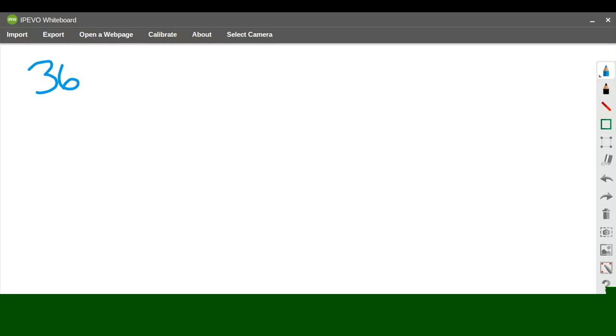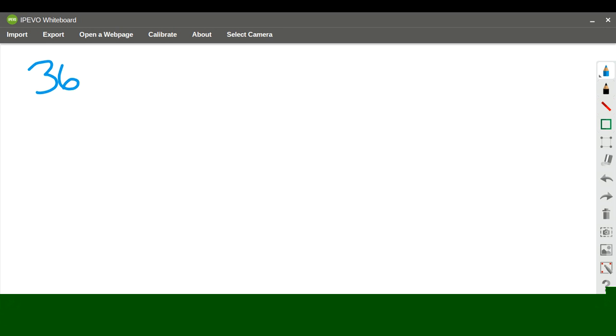So in today's lesson, we're going to be looking at how we can determine whether or not a number is prime or composite by using prime factorization. So first thing we're going to do is take a look at 36 and ask ourselves, what are the factors of 36?